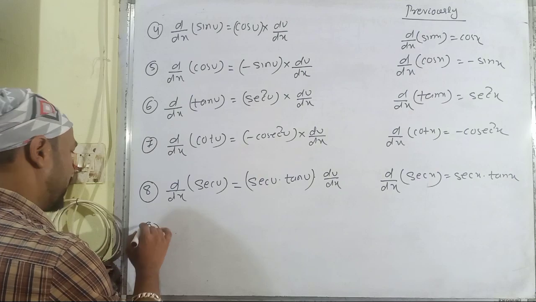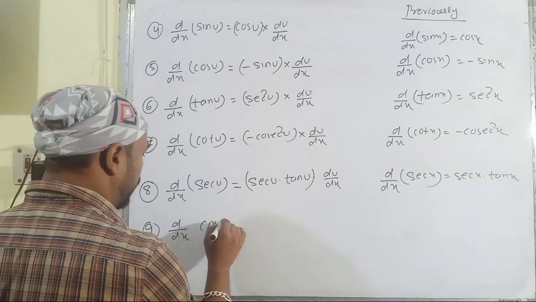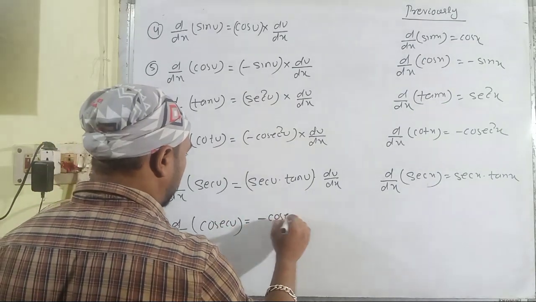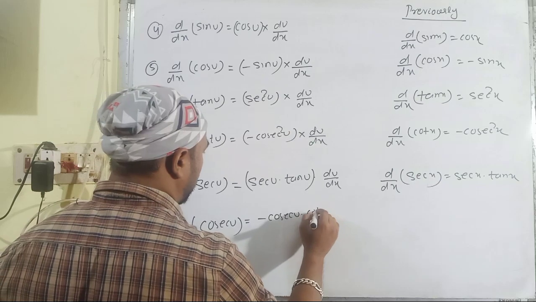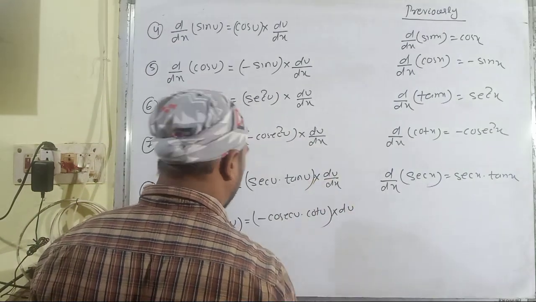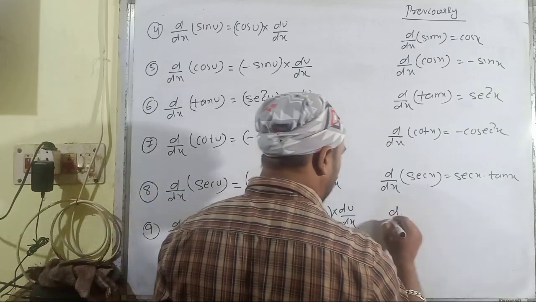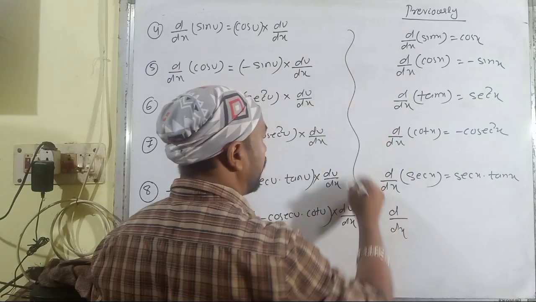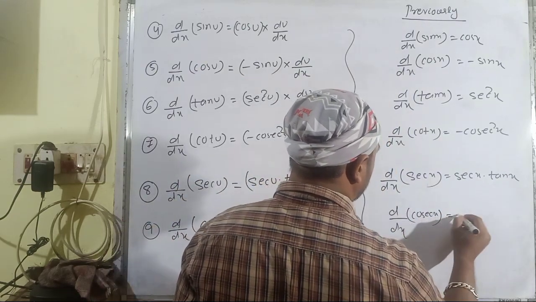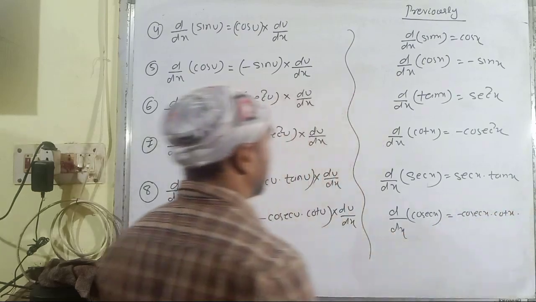Then number 9, differentiation of cosec u will be minus cosec u into cot u multiplied with the differentiation of u with respect to x. Previously we know that differentiation of cosec x is minus cosec x multiplied with cot x.